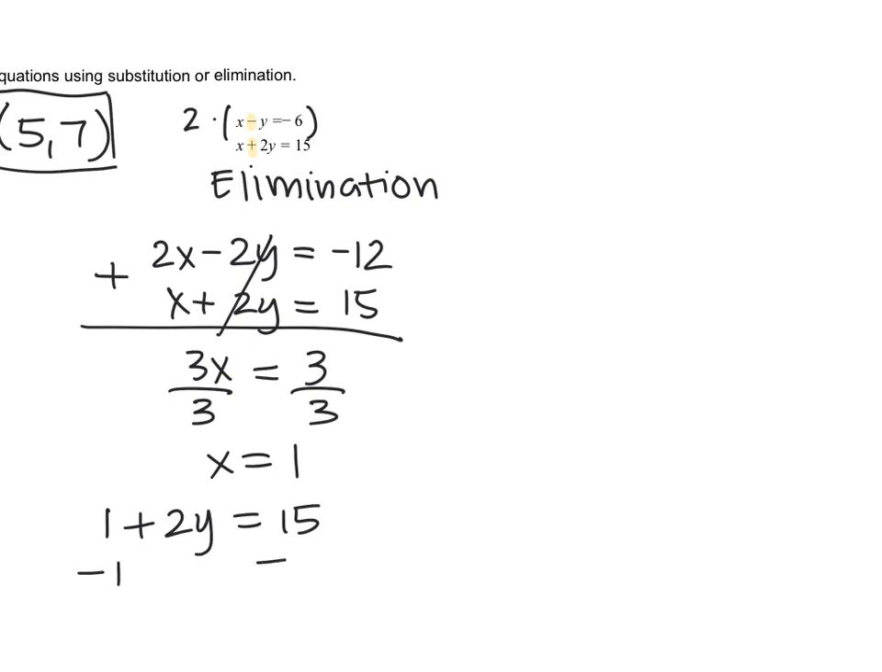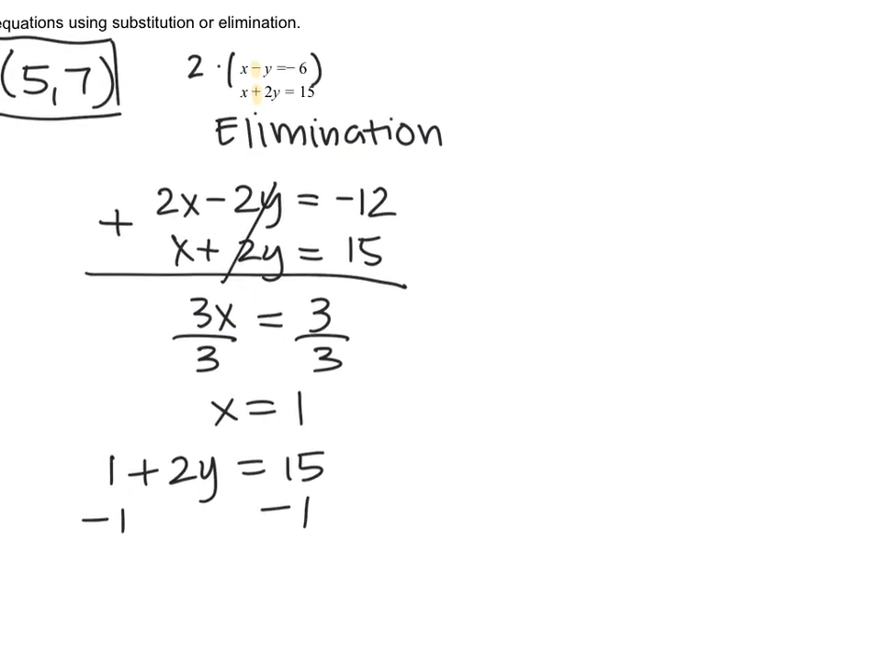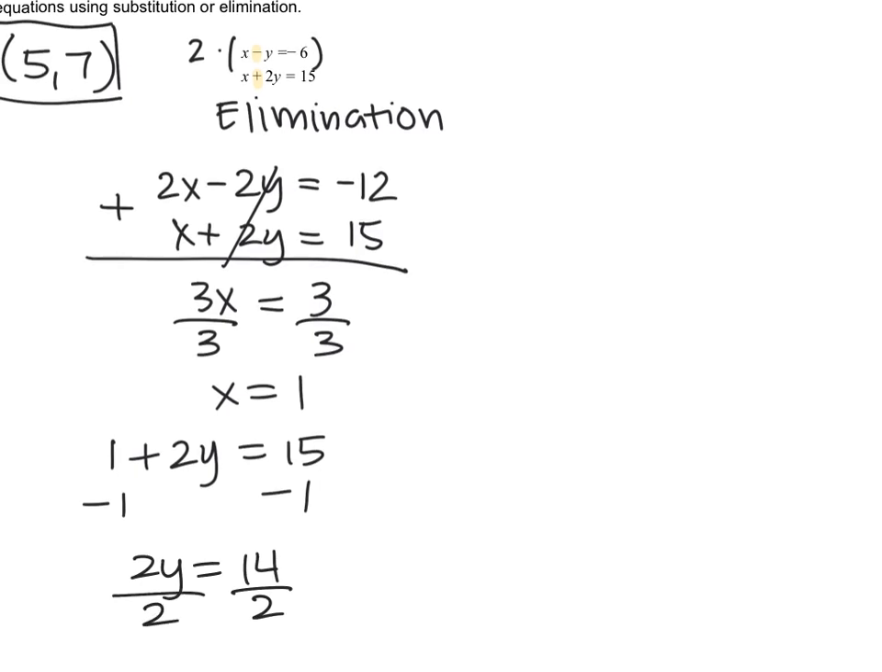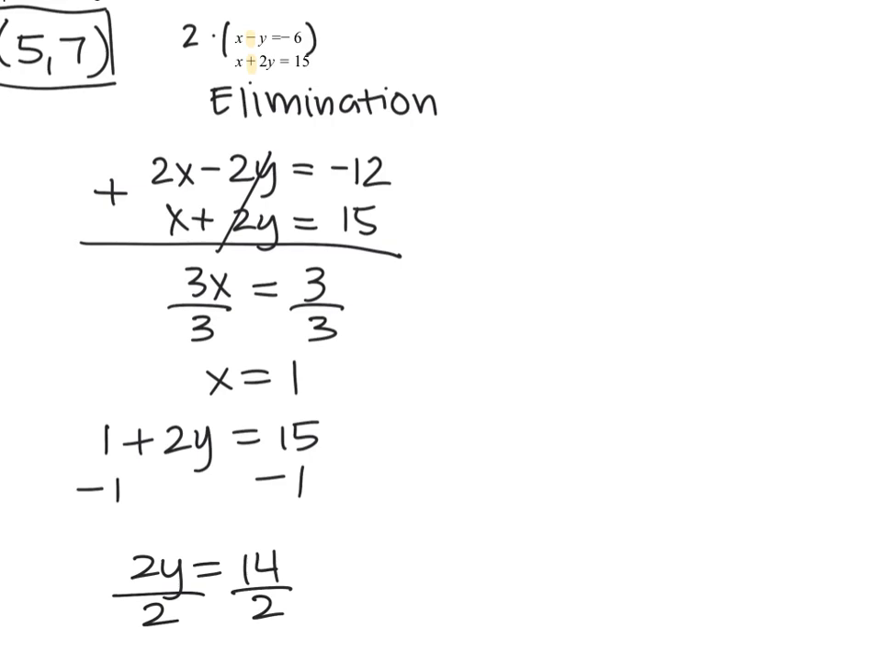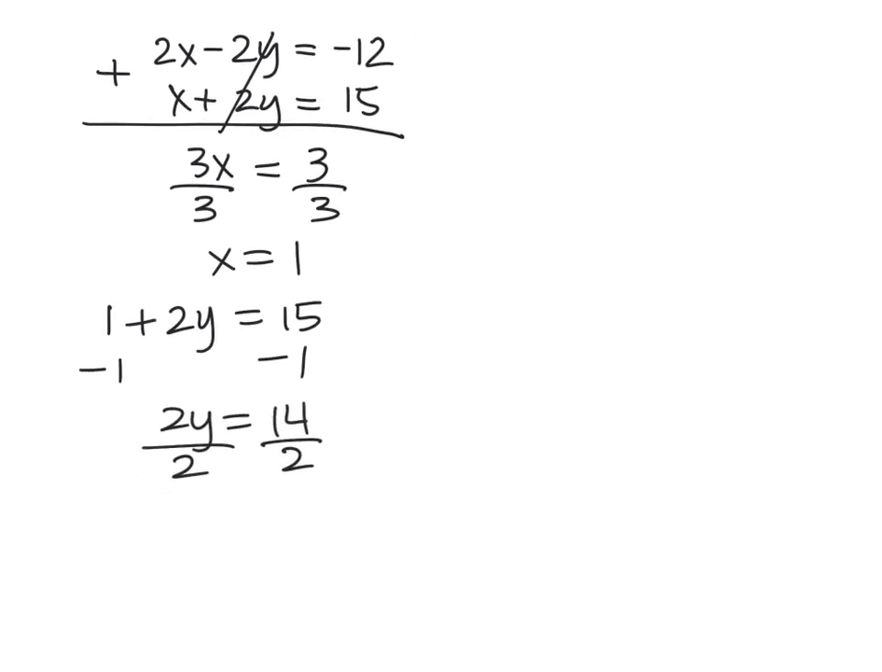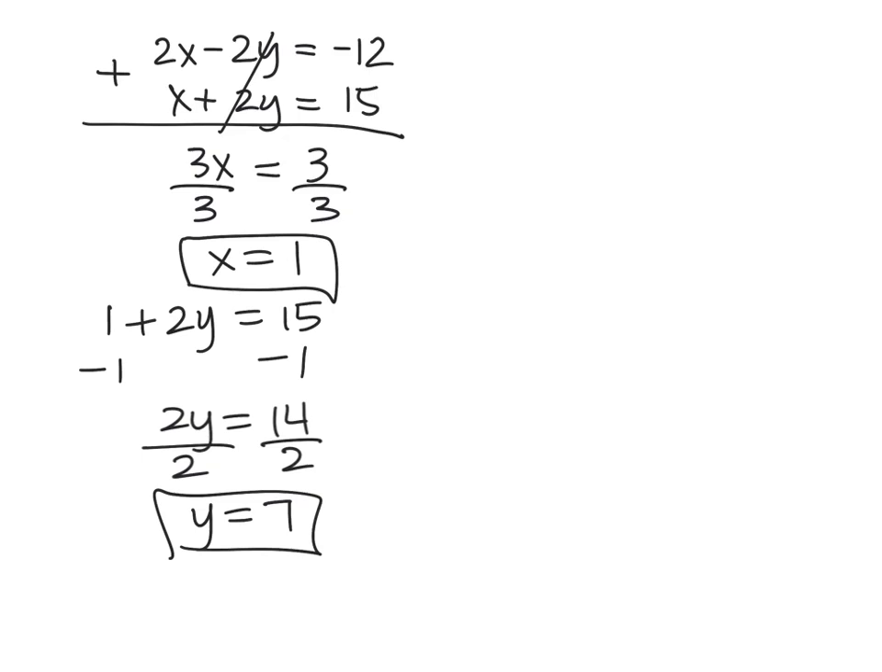So first step to solve for y is going to be to subtract 1 from both sides. We're going to get 2y equals 14. Then we're going to divide both sides by 2, and we're going to get y equals 7. So again, you have 2 choices. You can leave it as x equals 1, y equals 7, or you can write your solution as a point. When I write my solution as a point, I'm going to have x comma y, so 1 comma 7 with the parentheses.